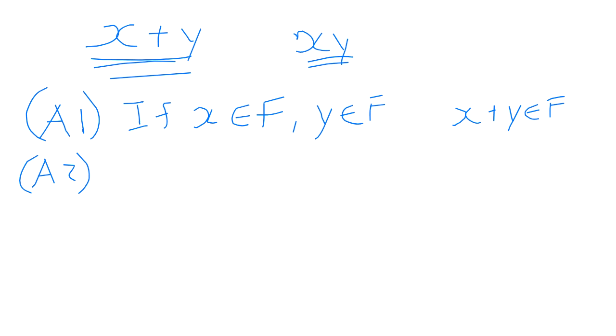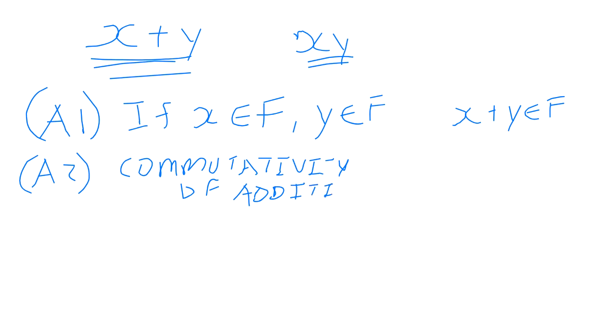Axiom 2, or A2. Commutativity of addition. That's the name for it. Commutativity, the fancy word, of addition. You know what it is already, but you might forget, so let's go through it quickly. The order doesn't matter. x plus y is equal to y plus x for all x, y in F.